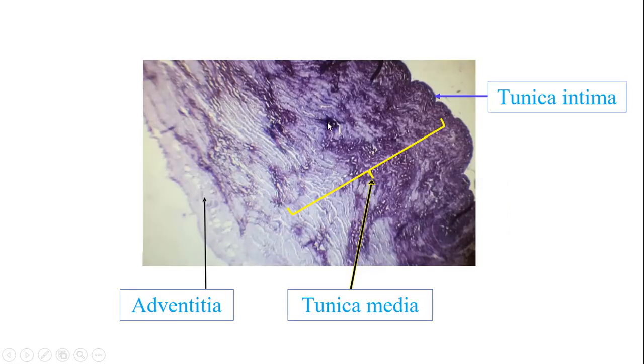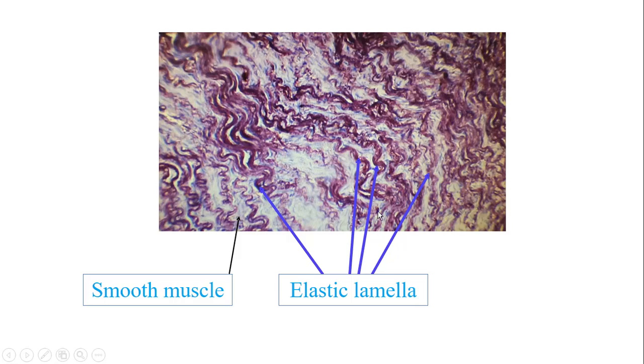In the tunica media, we've got several elastic lamella. Here are the elastic lamella, and between them we've got the smooth muscle. Here is elastic lamella, here is elastic lamella, and here between them we've got the smooth muscle. Here is smooth muscle between the elastic lamella.